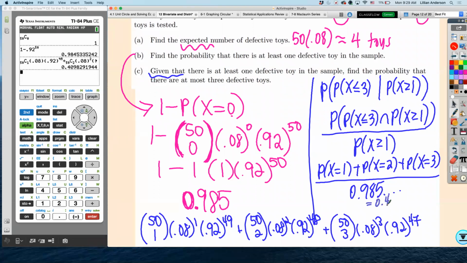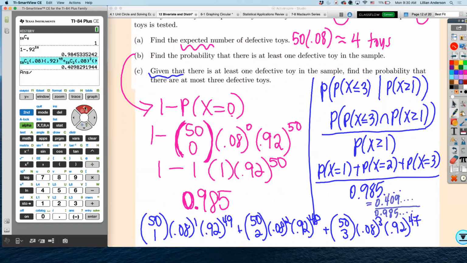That is the probability that it'll equal 1, 2, or 3 defective toys. I'm going to divide that number by the 0.984 number from part B to get the probability, given that there's at least 1 defective toy in the sample, that there are at most 3 defective toys. So the previous answer divided by this answer, and that is my final answer.